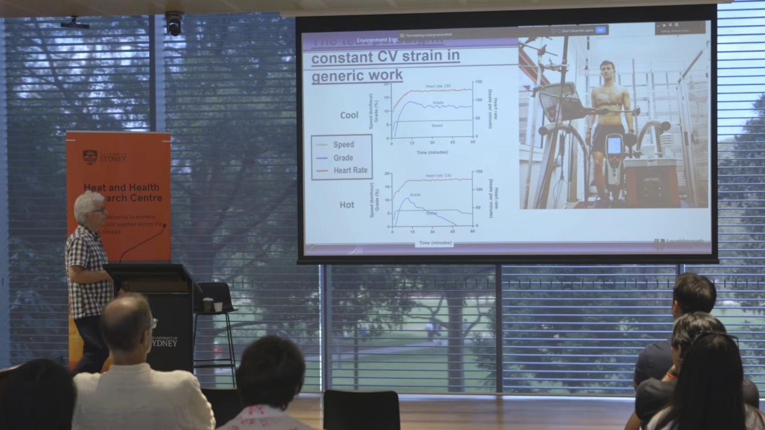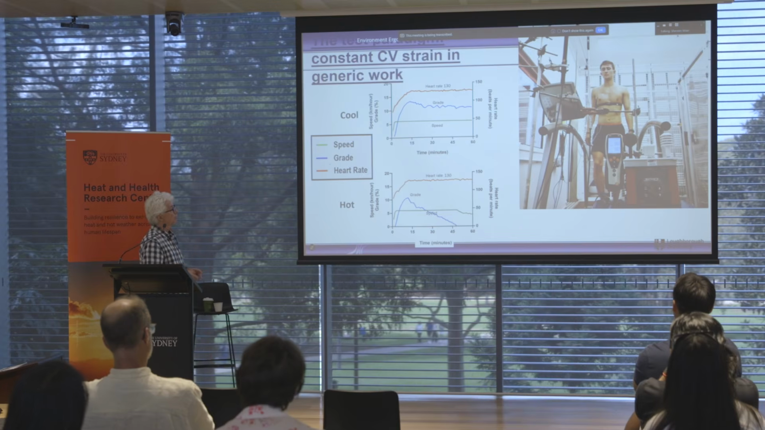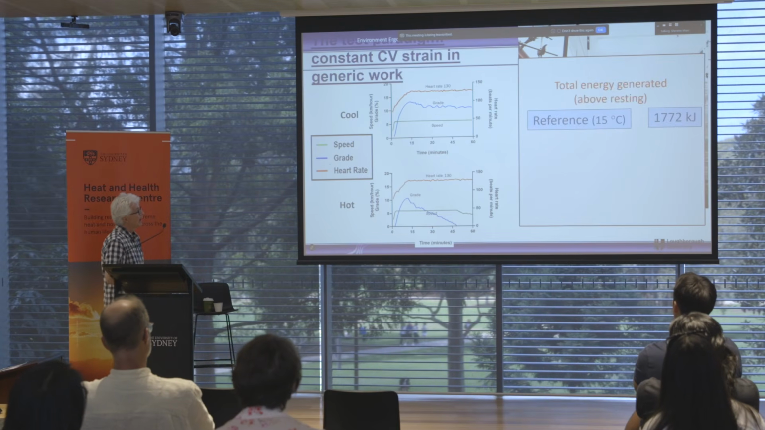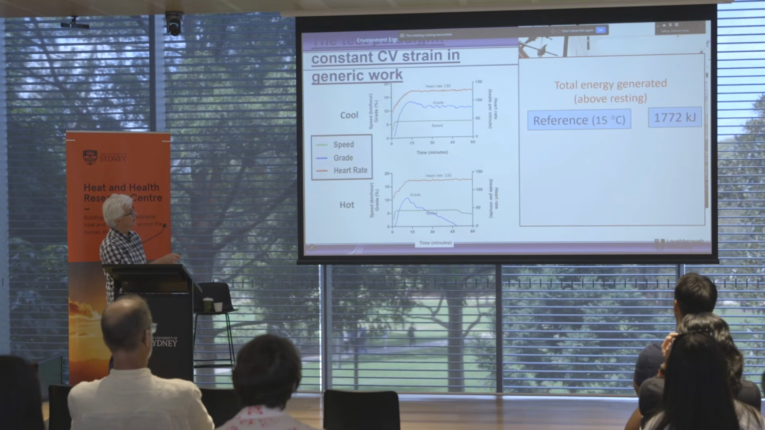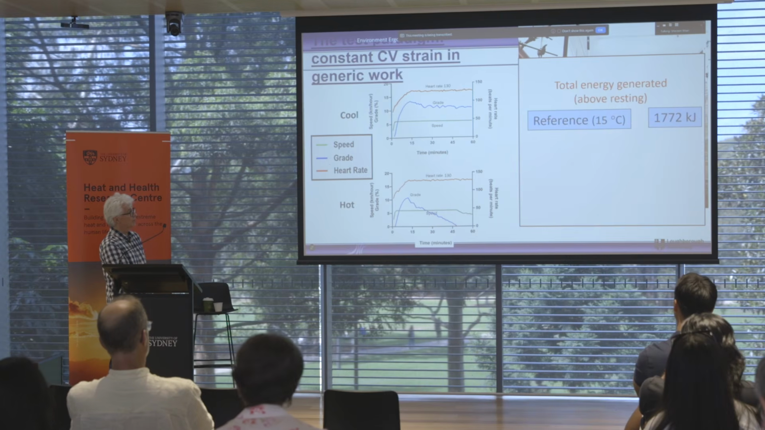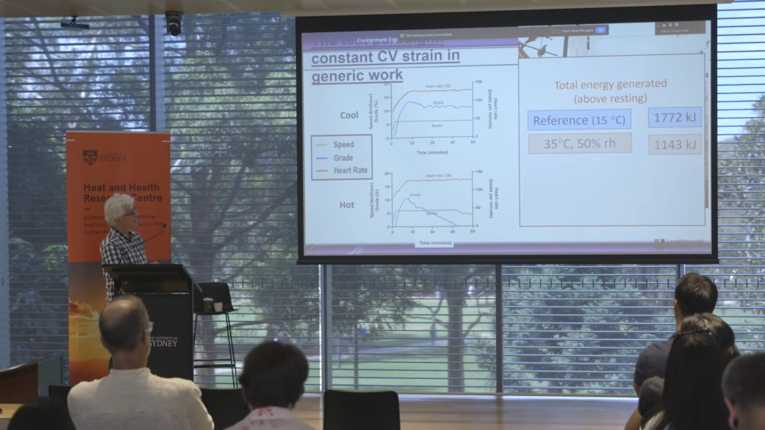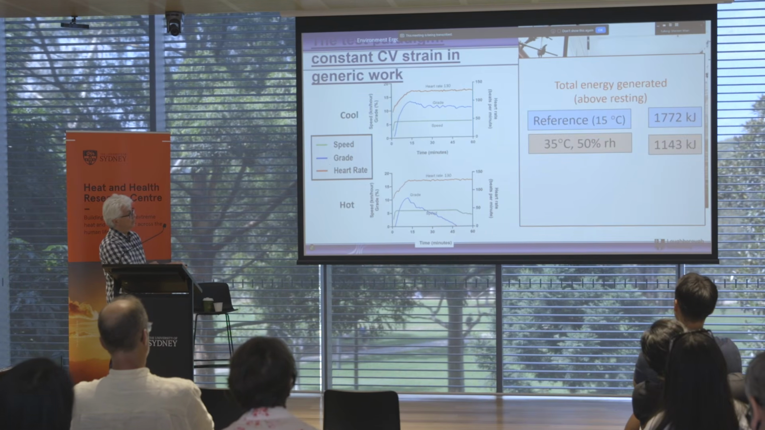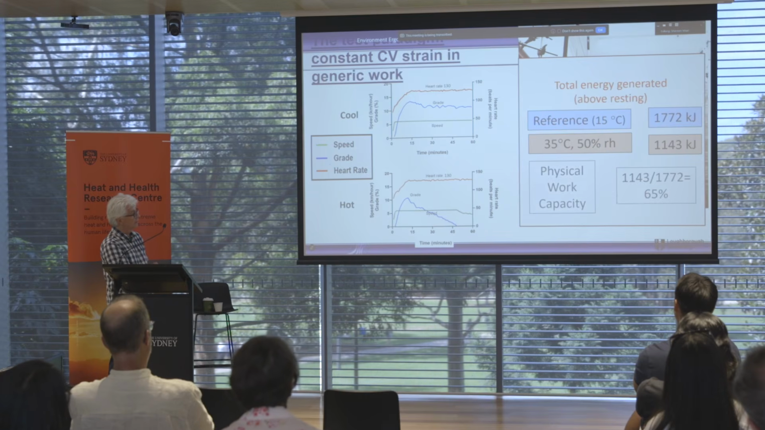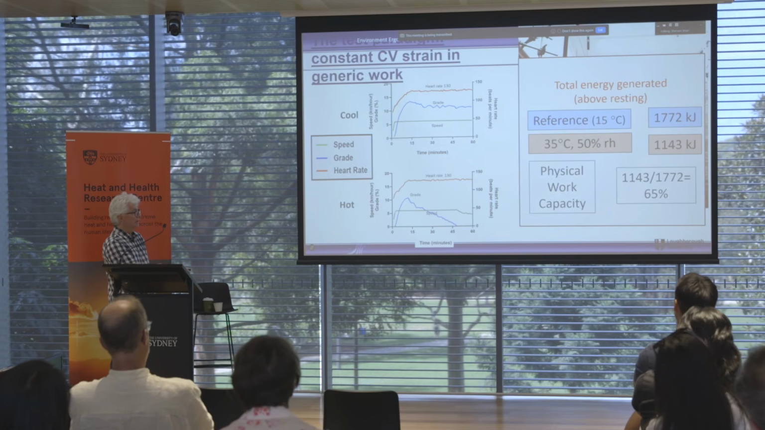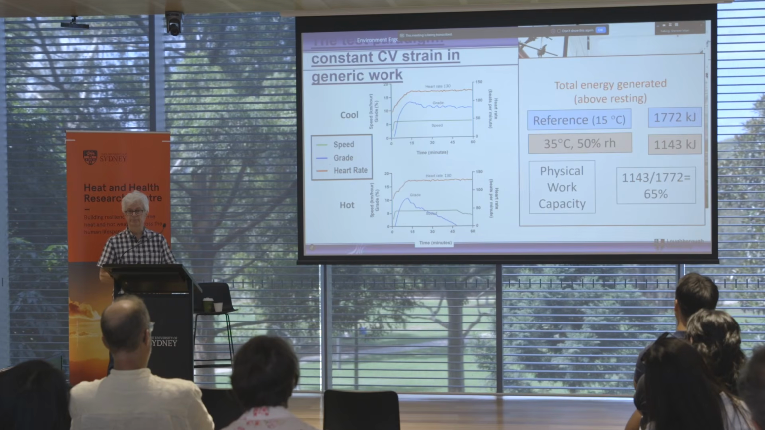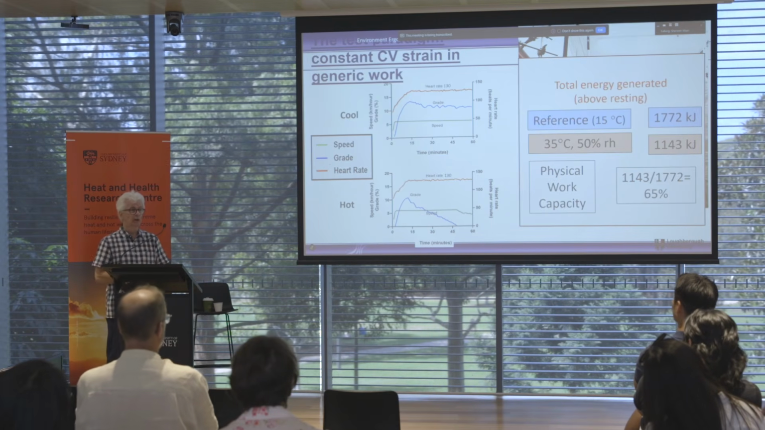So that's the idea. Again, another picture of how it was in the chamber. And so we would calculate the total energy generated above resting from these values of speed and grade. So let's say at 15 degrees Celsius, which was our reference, you had 1772. At 35 degrees, 50%, you had 1143. And that means our physical or physiological work capacity is down to 65%. Very, very simple approach.